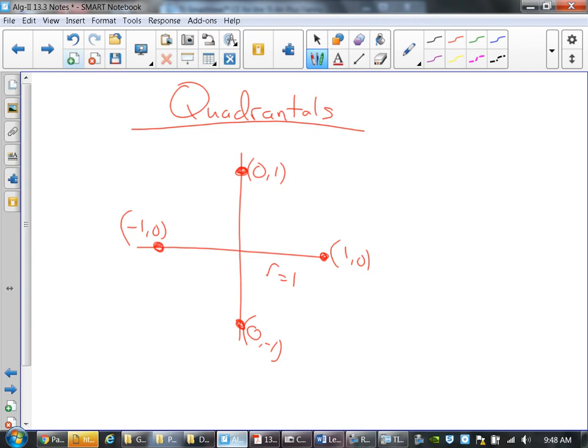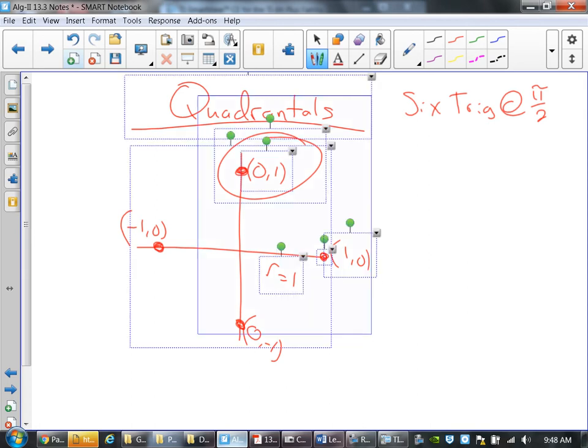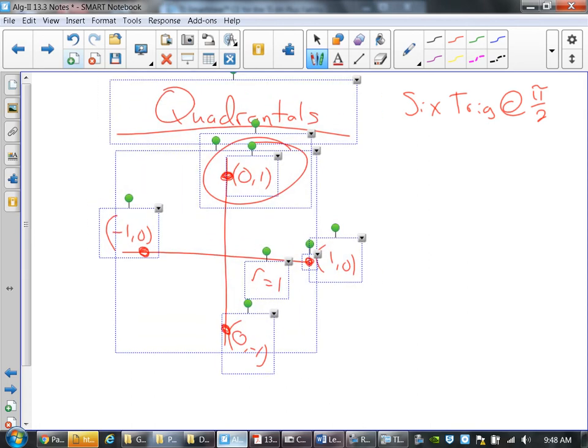So here's what happens. Let's pick pi over 2. Let's run the six trig functions at pi over 2: sine, cosine, tangent, and reciprocals. Let's move this over a little bit.